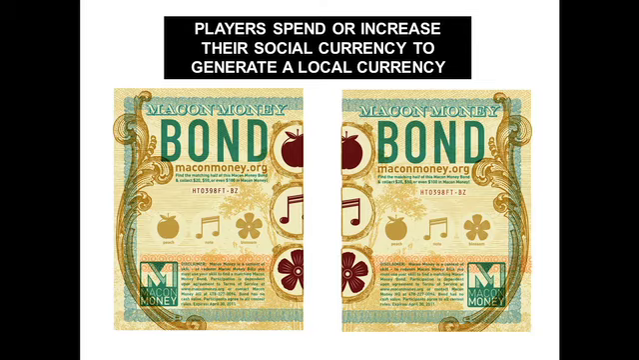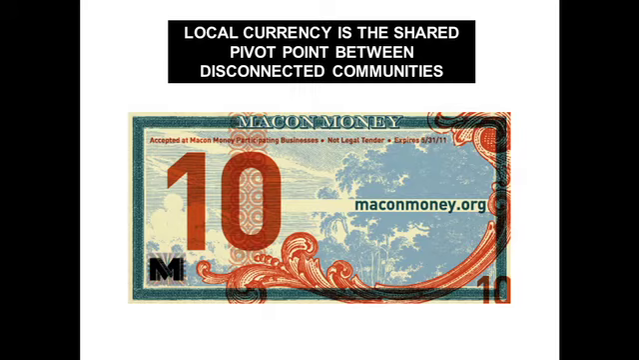So basically, in the game, players spend or increase their social currency to generate a local currency. They have to make these bonds. And the local currency is the shared pivot point between disconnected communities that they can use in stores and with friends. So I think in both Makin Money and in Code of Everend, what we're really hoping to do is look at how games that take a hyperlocal approach can impact behavior in different communities, both inside the game and beyond the game, and see what we can find.